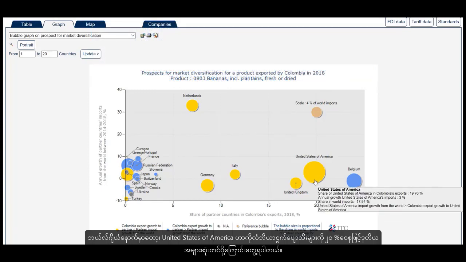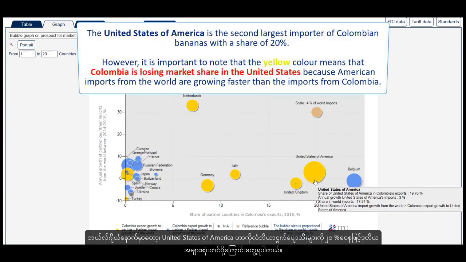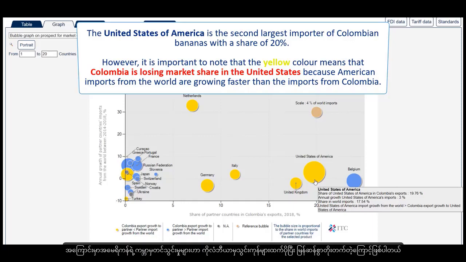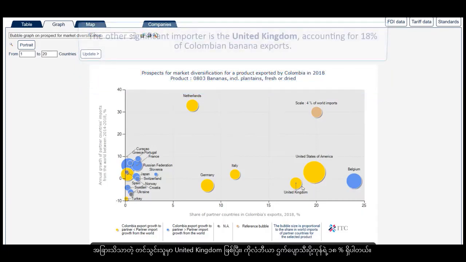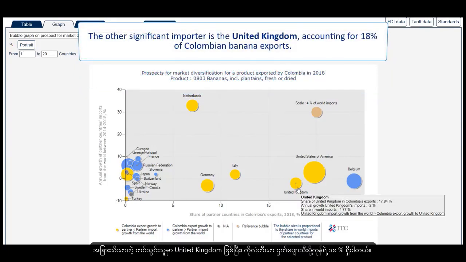Following Belgium, we see that the United States of America is the second largest importer of Colombian bananas, with a share of 20%. However, it is important to note that the yellow color means that Colombia is losing market share in the United States because American imports from the world are growing faster than the imports from Colombia. The other significant importer is the United Kingdom, accounting for 18% of Colombian banana exports.